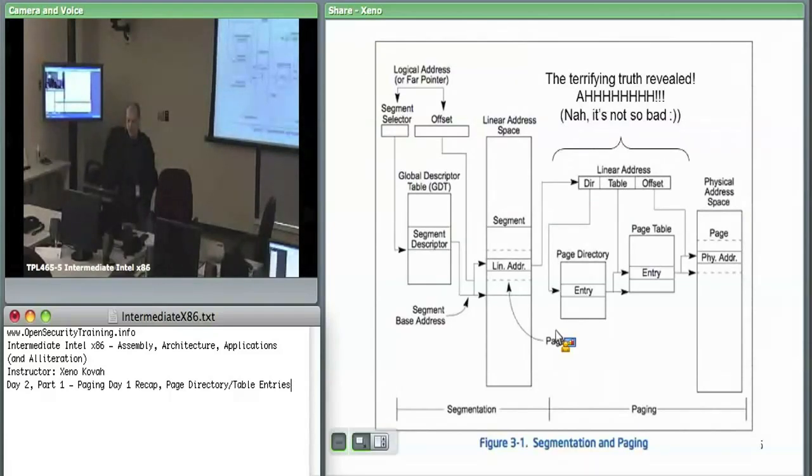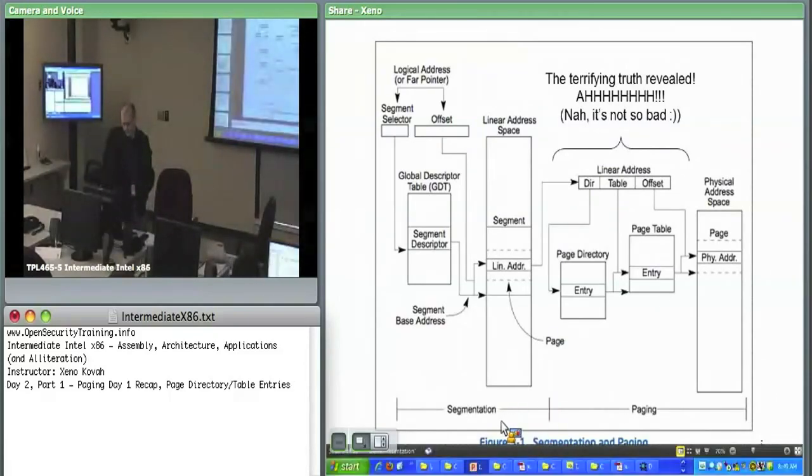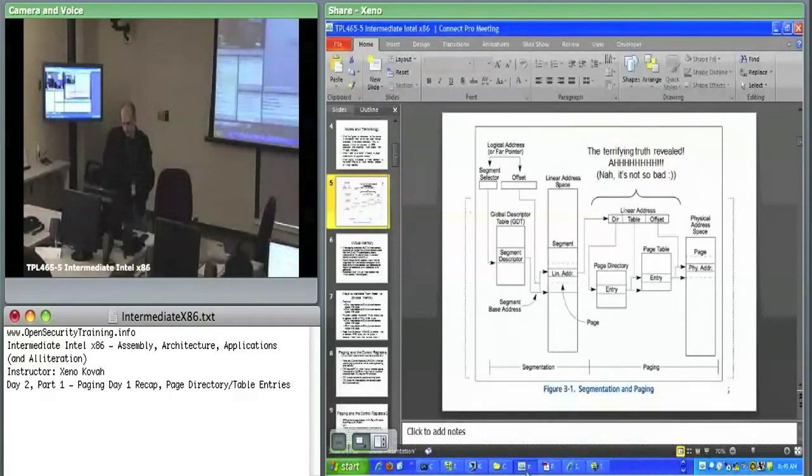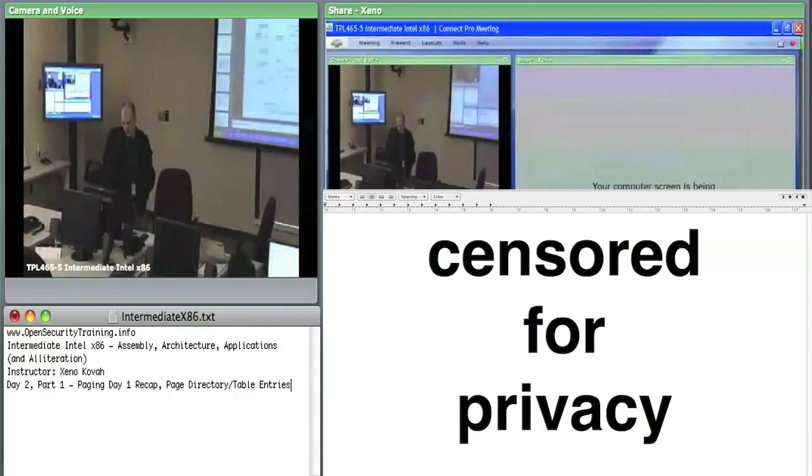All right, any questions on the overall stuff right now, segmentation, anything you want me to go back over again? Otherwise, we'll just do a quick breeze through the stuff that we saw at the end of class yesterday for paging. Anyone on the phone have anything? All right, no one's typing, so on we go.